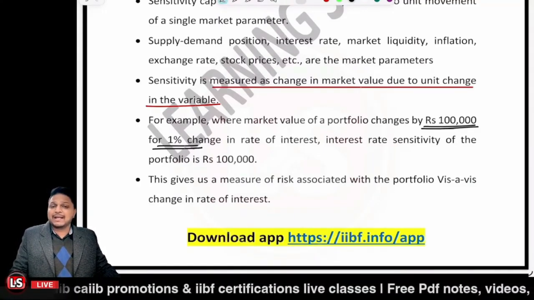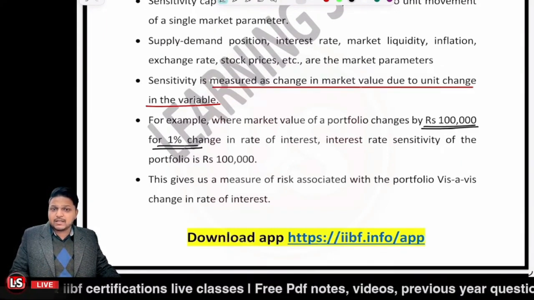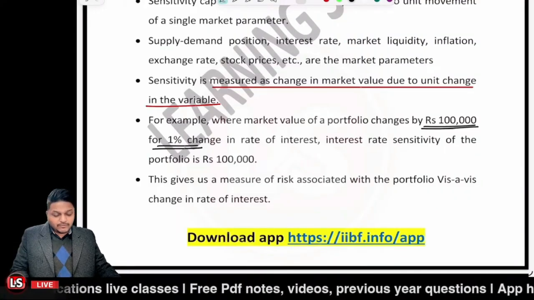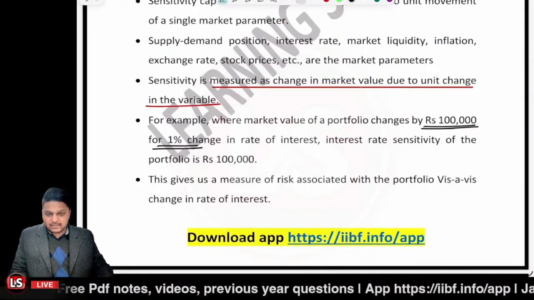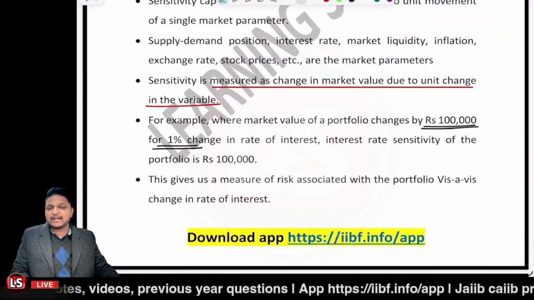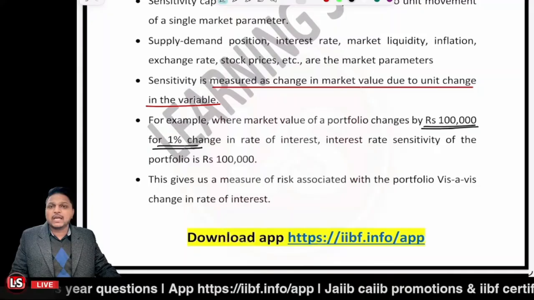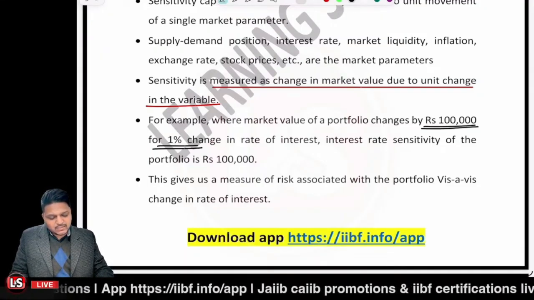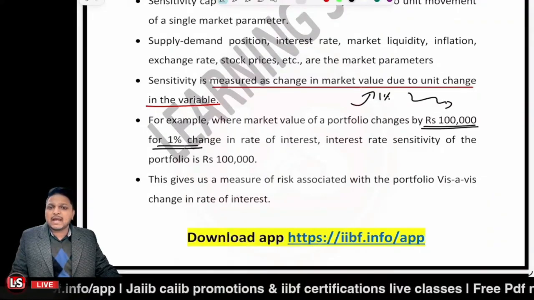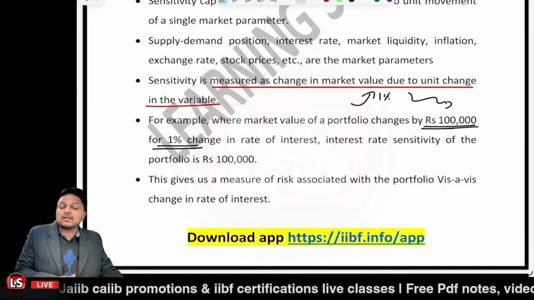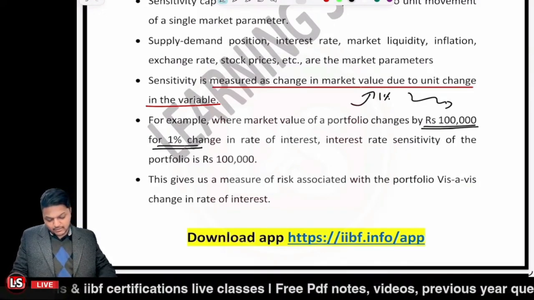So a rise in interest rate is going to reduce the value by rupees 1 lakh. The value is going to be reduced by rupees 1 lakh when the interest rate is increasing, because I already told you that interest rates and bond prices are inversely related. So if there is an increase of 1%, the bond prices will reduce by this amount, and if there is a decrease in interest rate, then there will be an increase in the value. That's the scenario.